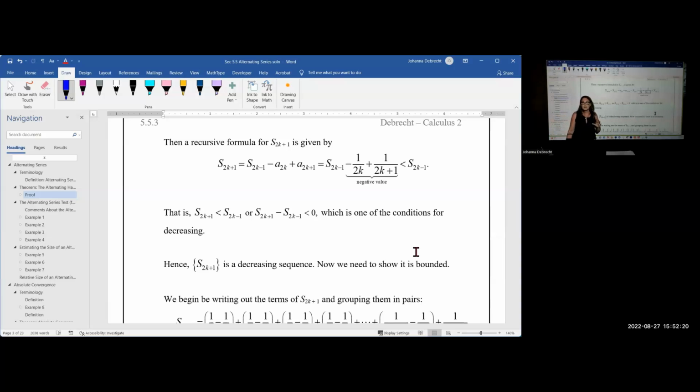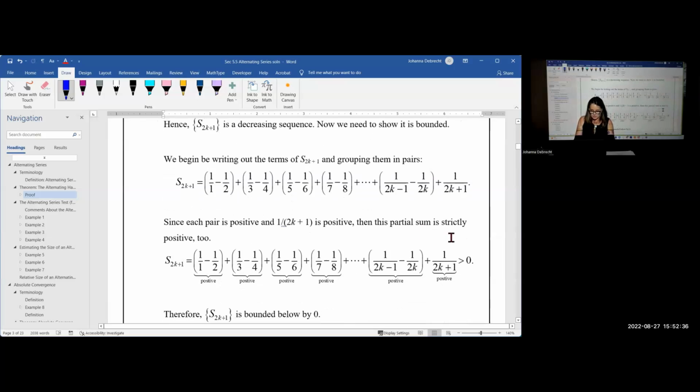Now we need to show that it is bounded. If it's decreasing, it's going down in value. So we're not concerned with an upper bound, we're concerned with a lower bound. We don't want it to go to negative infinity. So we need to find a lower bound for it. We start by writing out some of the terms of S sub 2k plus 1, and we'll group them in pairs. So again, this is just the alternating harmonic series, but only up to a sub 2k plus 1.